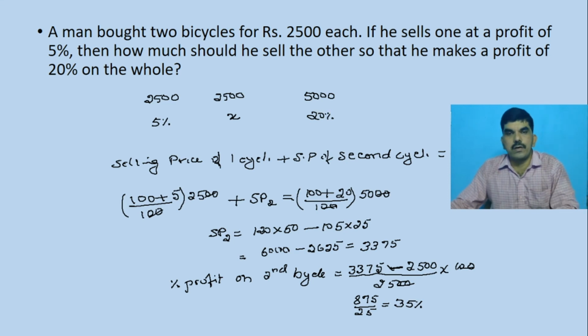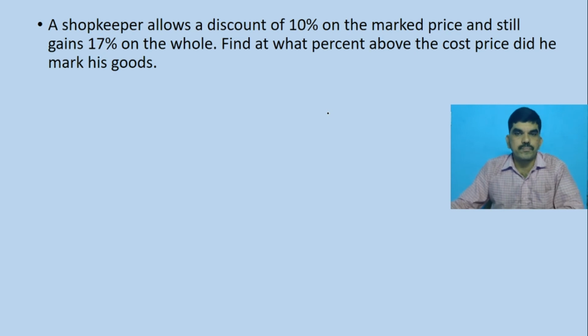Okay, we'll see the next. A shopkeeper allows a discount of 10% on the market price, and still he gains 17% on the whole. Find at what percent above the cost price did he mark his goods.